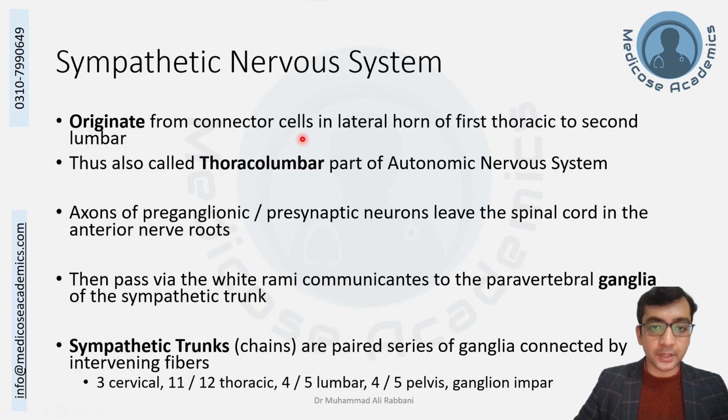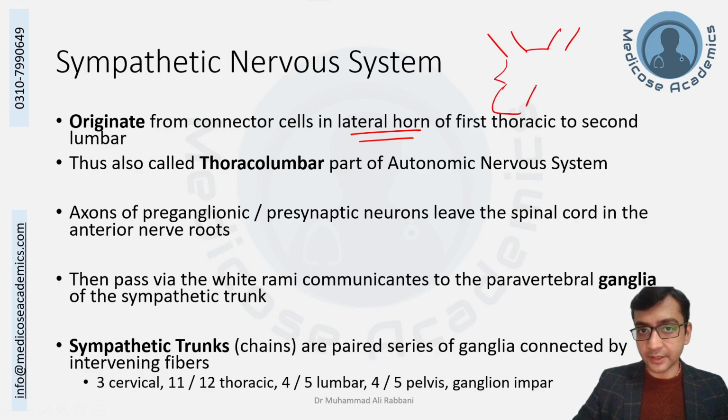They originate from the spinal cord. In the spinal cord, the gray column, you saw the ventral horn and the dorsal horn. In the regions where the sympathetic nervous system or parasympathetic nervous system is exiting, there is a special lateral horn between the two. Like this is the dorsal horn of the spinal cord. Here is the lateral horn. This is the ventral horn. Here is the lateral horn. Now this is what we are talking about. Now this is the white column or white matter of the spinal cord.